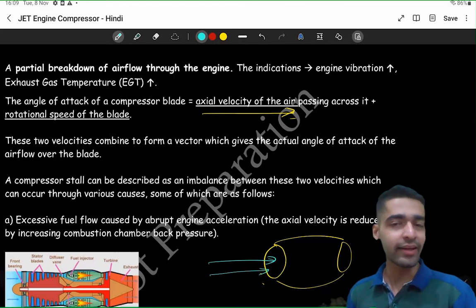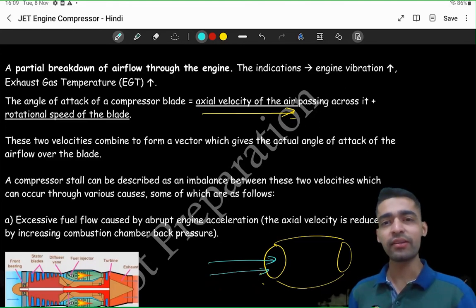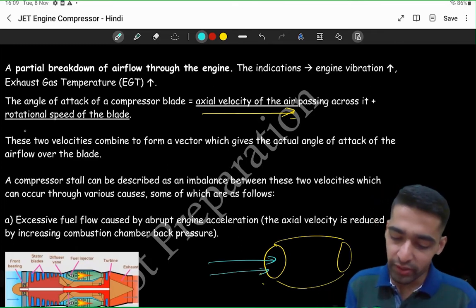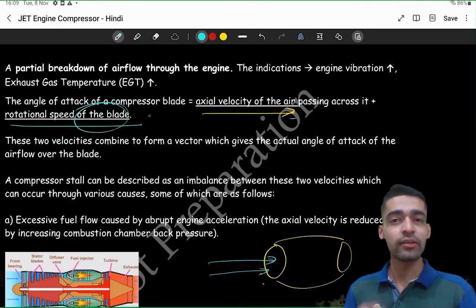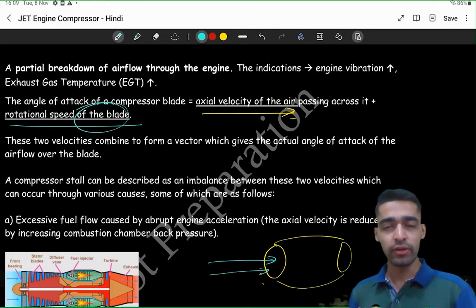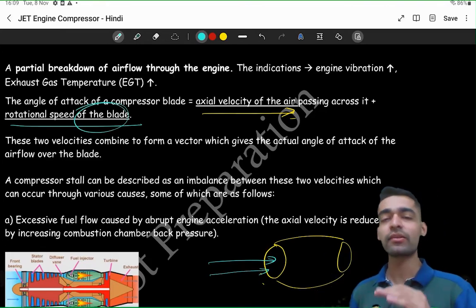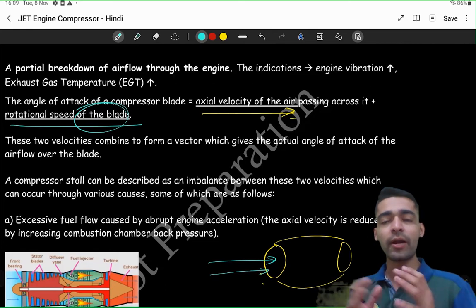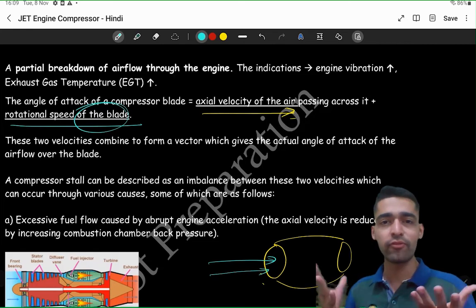Now, what is the second condition? The second condition is our compressor blade should run at a very good speed. That means the rotational speed of the compressor rotor blades should be good. If it is getting damaged, then the compressor will get stalled. Or if the turbine has some problem, then also the compressor will get stalled. And because of compressor stall, the engine will get stalled.